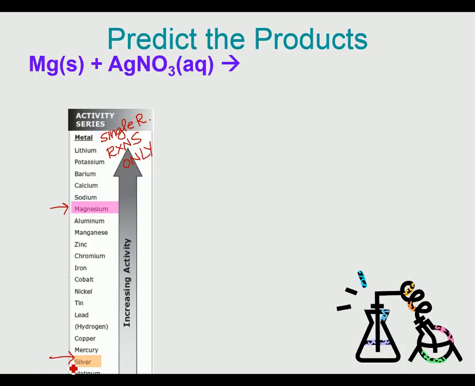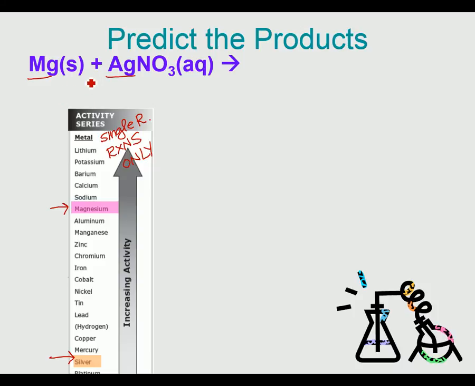Here's magnesium, here's silver. Right now, silver is a compound with nitrate. But magnesium wants to replace silver in this compound, and the only way that will happen is if magnesium is a more active metal, or a more reactive metal, than silver. So because magnesium is higher on this scale than silver is, this reaction will happen.